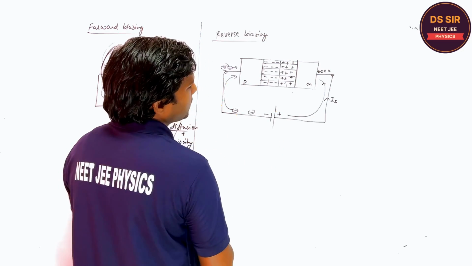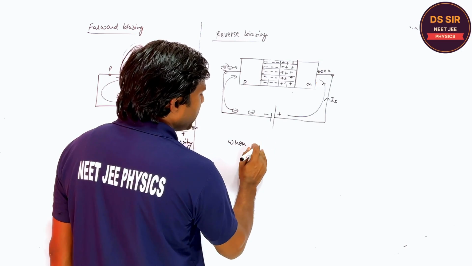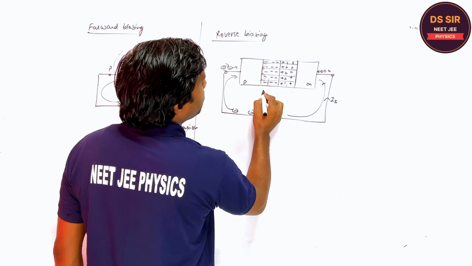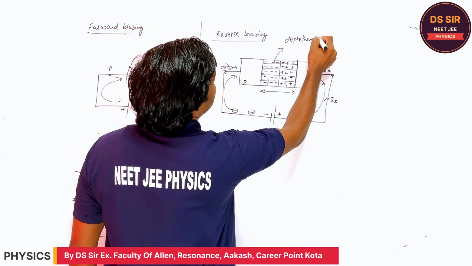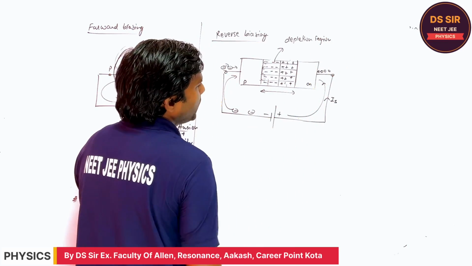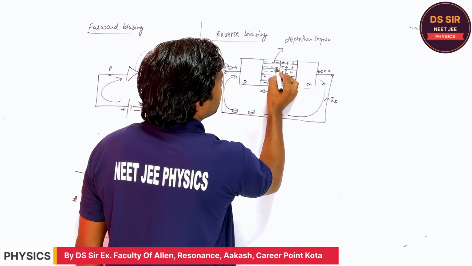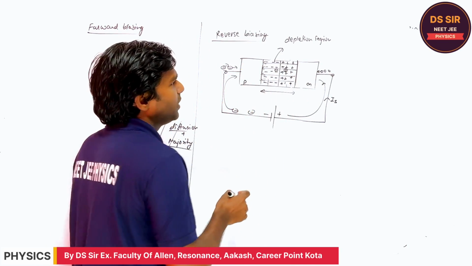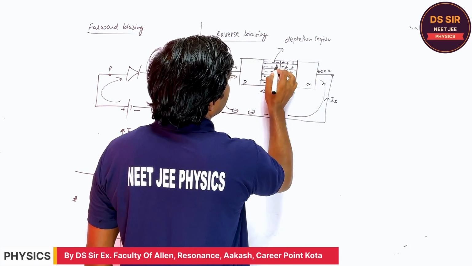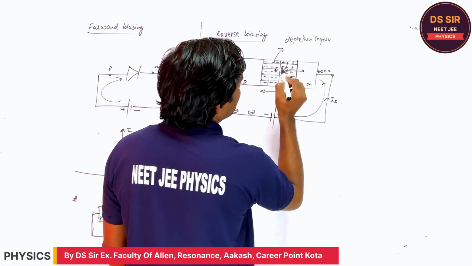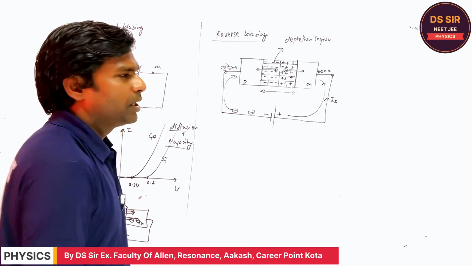I explained in the previous lecture a little bit that when an electron-hole pair is produced in the depletion region, suppose this is the hole and this is the electron, are you getting or not? Because of this high electric field, this electron starts moving in this way and the hole starts moving in this way. Are you getting or not?